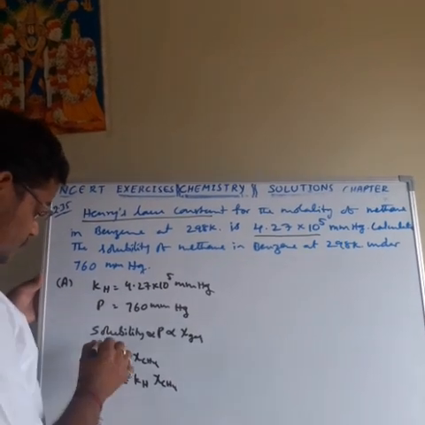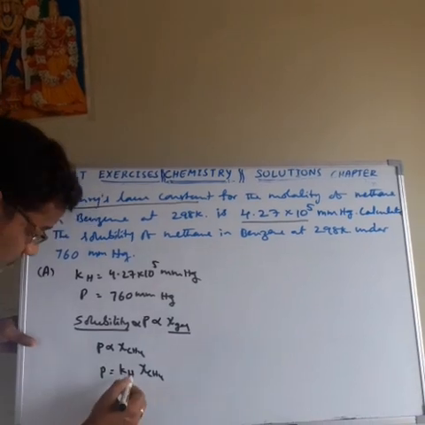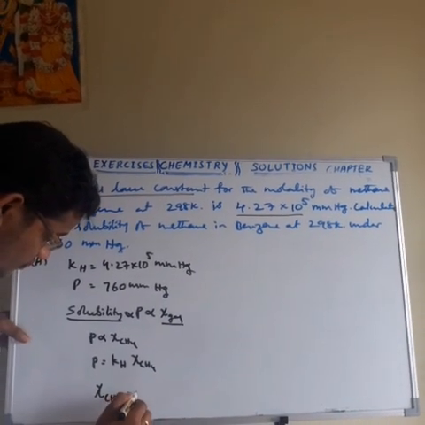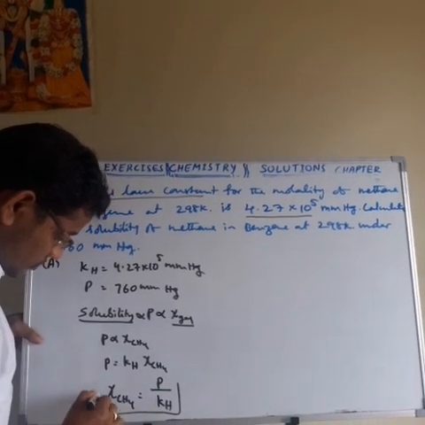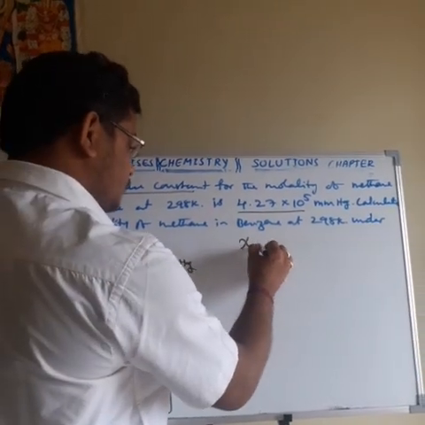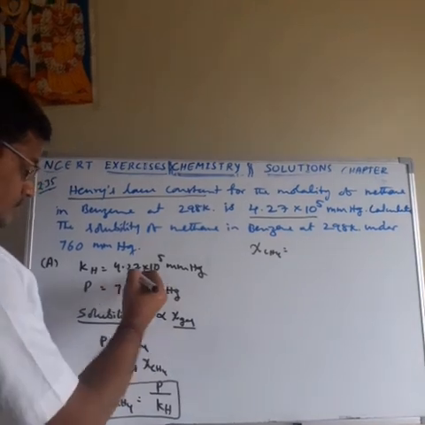That means solubility is directly proportional to the mole fraction of the gas. Therefore, the mole fraction of methane gas is equal to P divided by Kh. Here P means partial pressure.